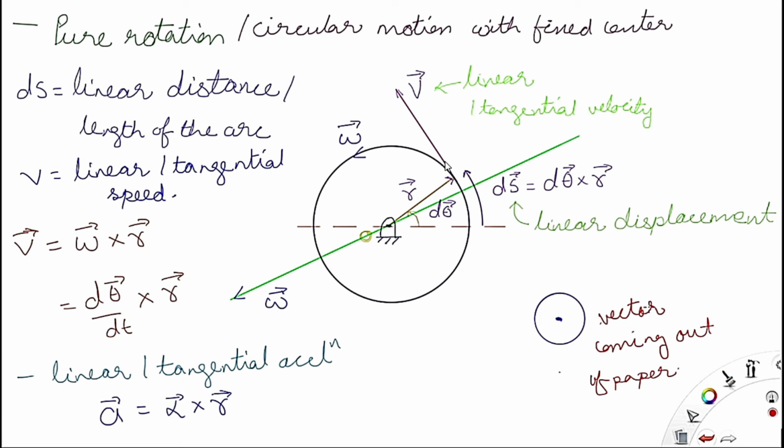Now ds is the linear displacement. So ds is equal to d theta cross r. In the circular motion chapter I have written these opposite, so change that term. ds is equal to d theta cross product r. v is equal to omega cross product r. And linear or tangential acceleration a is equal to alpha cross product r.